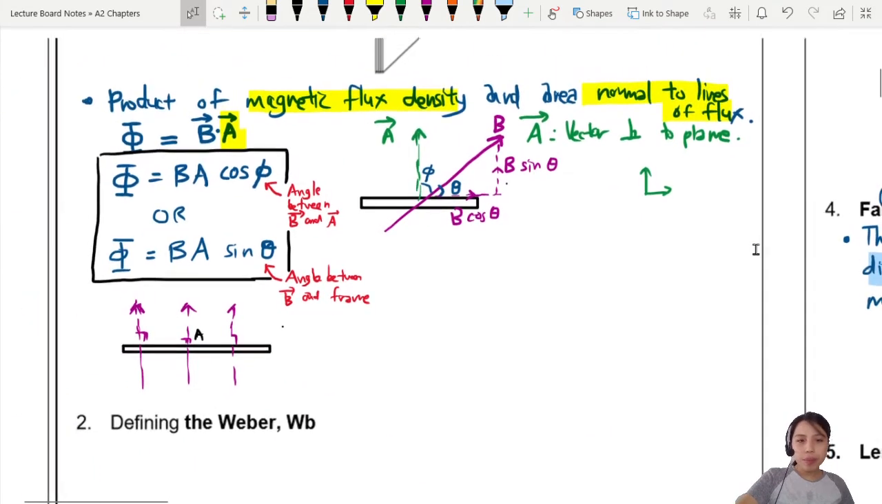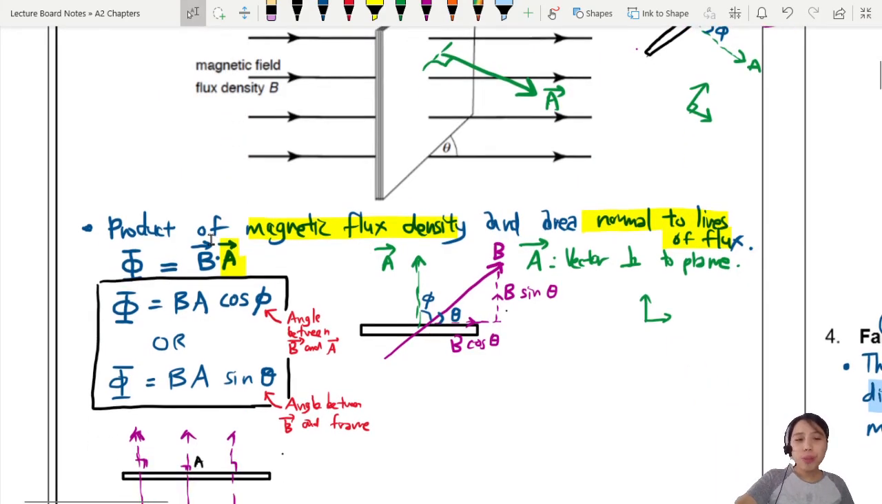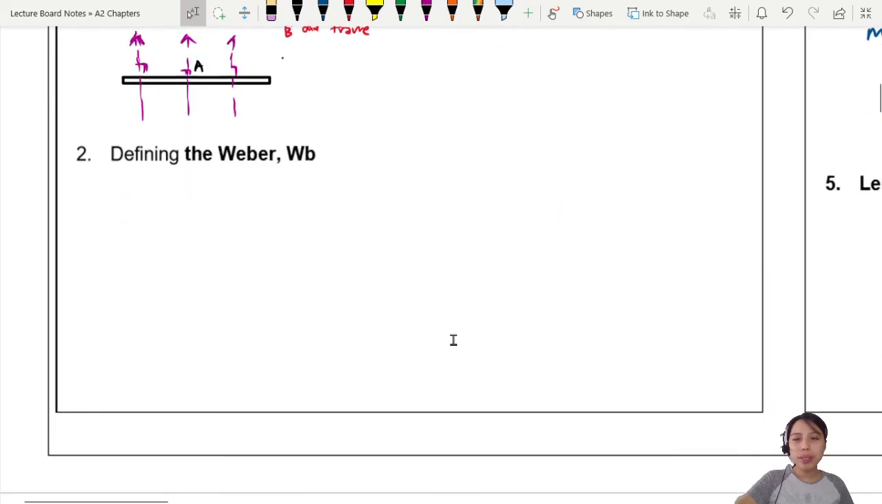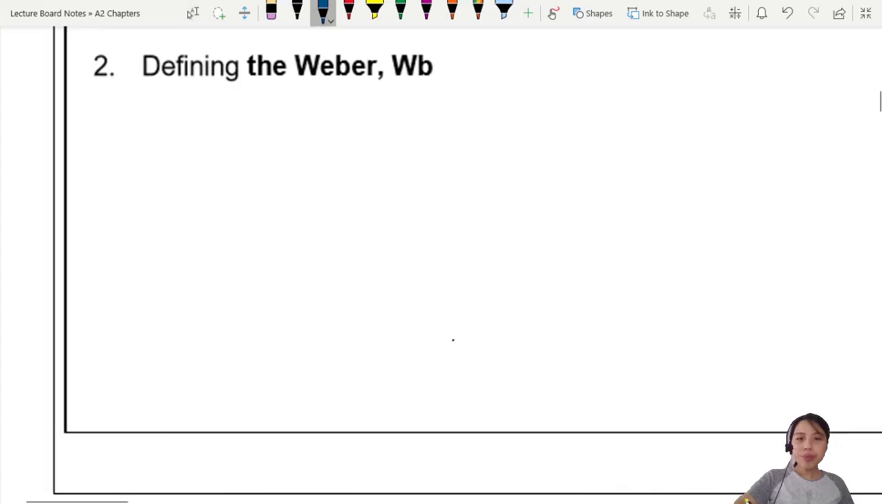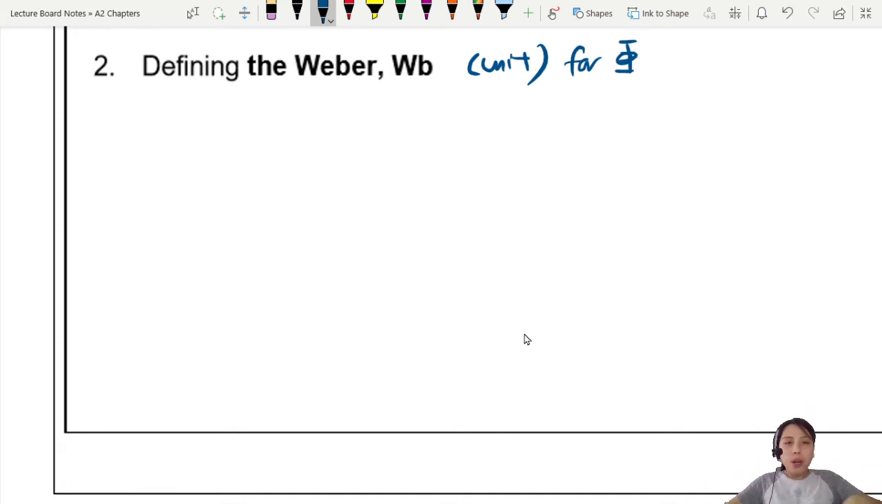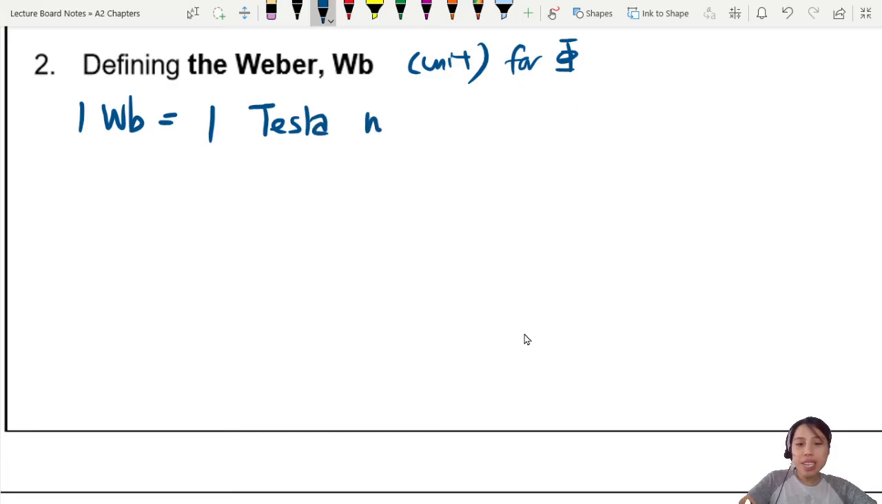Okay, so moving on. So this magnetic flux density is a new thing. We got to give it a unit, right? So B times A. What's the unit? Weber. Huh? Weber? Well, Weber, Weber. This is the unit for phi, or magnetic flux. How do we define this thing? If they ever asked you in a past year question, all you need to say is, 1 Weber is 1 Tesla meter square.